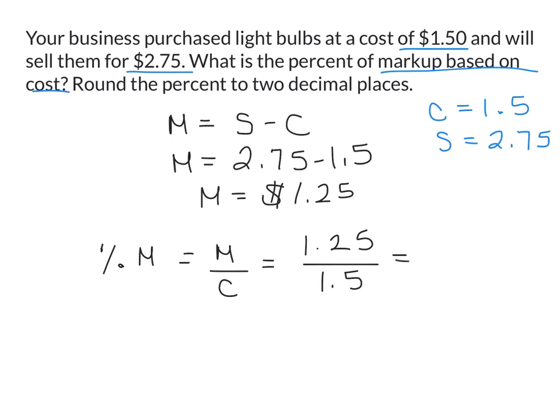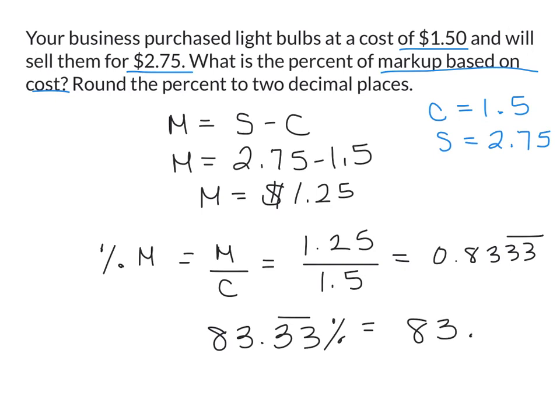When we do that calculation on our calculator, we get 0.8333 repeating. We want to convert this to a percent, so we'll multiply by 100, and the percent is 83.33 repeating percent. We want to round to 2 decimal places, so we can just write this as 83.33%. And that is our final answer.